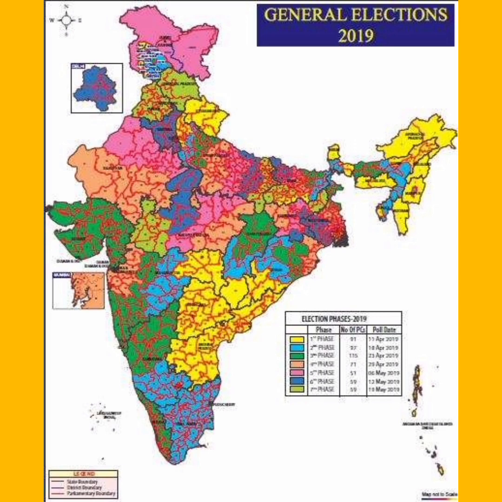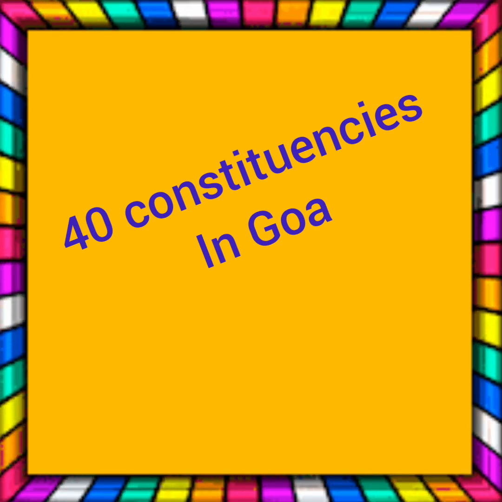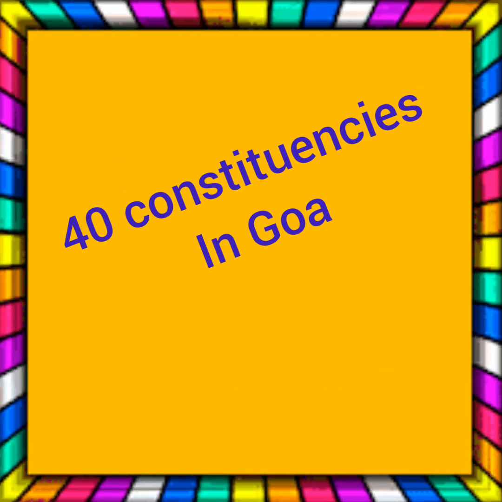For example, let us take the Mandre constituency. The Mandre constituency does not only comprise of the village of Mandre, it also comprises of villages like Tue, Parse, Agarwada, Chopre, Harmal, Keri, and the entire village of Mandre. So, such a demarcation of all these villages makes up a constituency. In Goa, we have such 40 constituencies that are made for the purpose of elections.